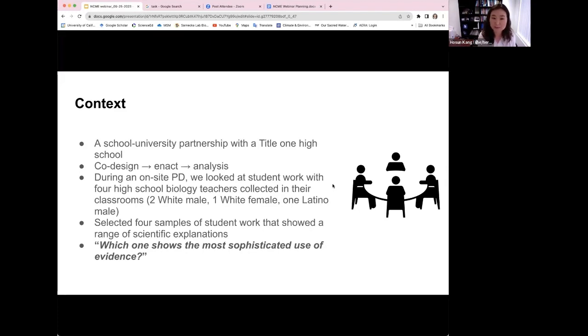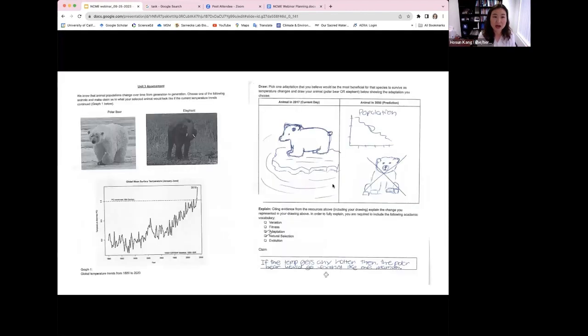And that was a moment of pause for me. So how come? This is the sample of student work that I selected as the one that shows the most sophisticated use of evidence. As you see here, the students are exploring, in the context of evolutionary biology, what is going to happen to the polar bear. In 2020, they have to make a prediction about what is going to happen to the polar bear if the global temperature continues to increase.